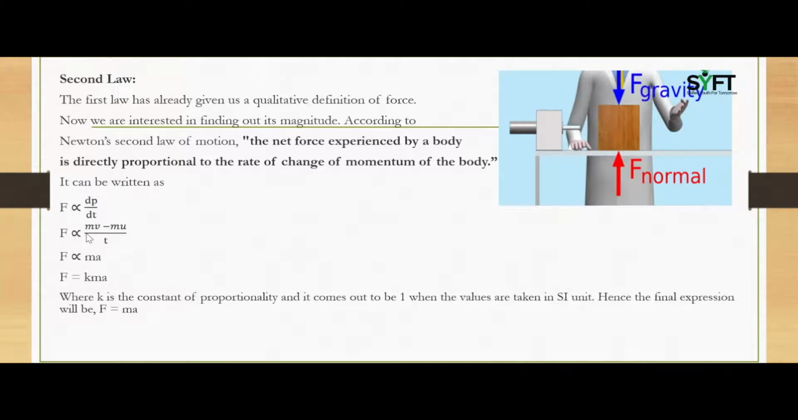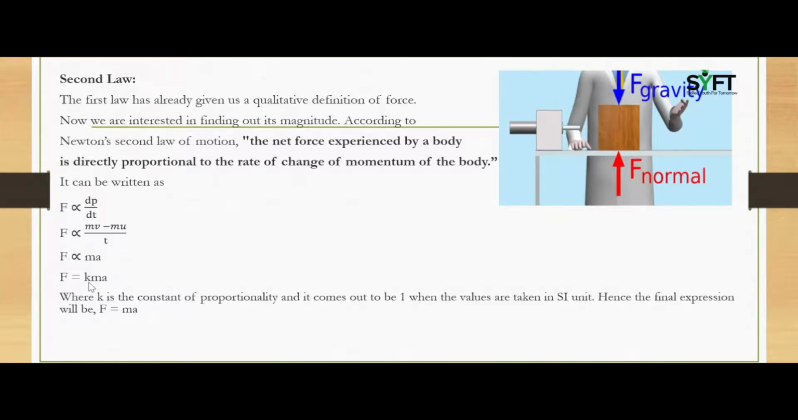So F is directly proportional to mv minus mu divided by t, that is the total rate of change of momentum of the body. So force is directly proportional to the rate of change of momentum of the body. So F is directly proportional to m into a, where m is the mass, a is the acceleration.